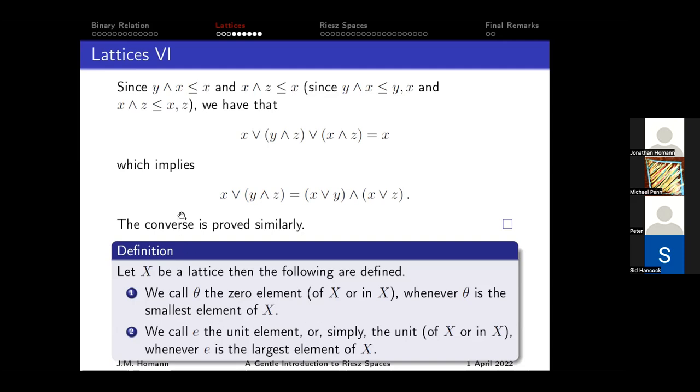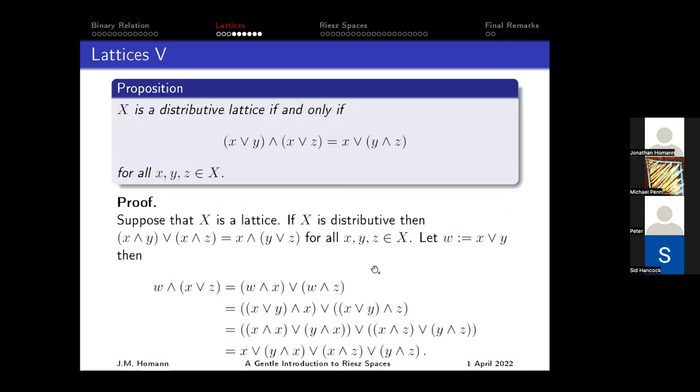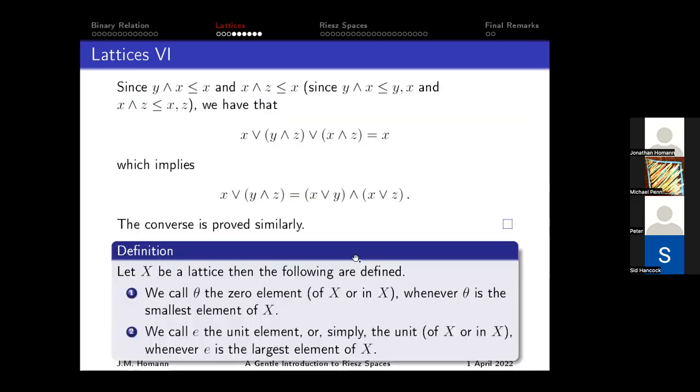The converse to the statement is proved similarly. If we suppose that this holds true, then we do pretty much everything we've done here, but change the sup for an inf and change the inf for a sup. And we will get the result that X is a distributive lattice.